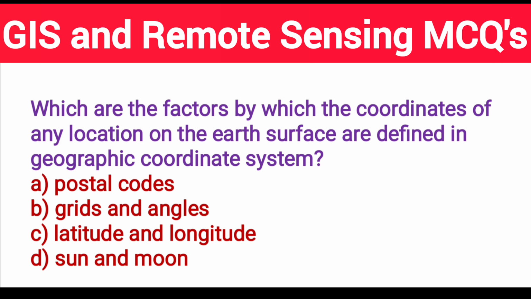Option B, grids and angles. Option C, latitude and longitude. Option D, sun and moon. So the correct answer is option C, latitude and longitude.